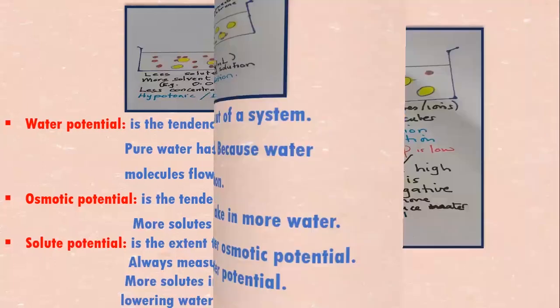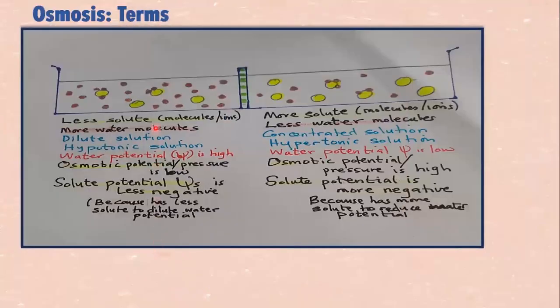Now, we want to put all the terms together. If you have a solution here with fewer solute molecules, and here you have plenty of solute molecules, it means this one can have more water molecules. And so this is a dilute solution or a hypotonic solution. It has plenty of water molecules, so it has a high water potential. This is a sign of water potential.